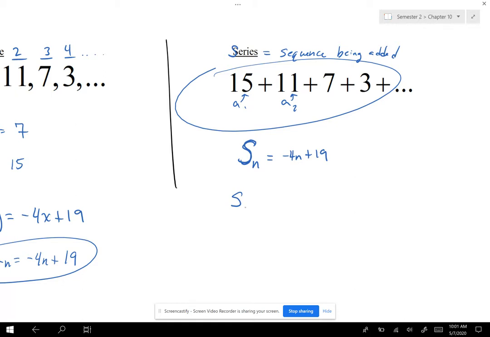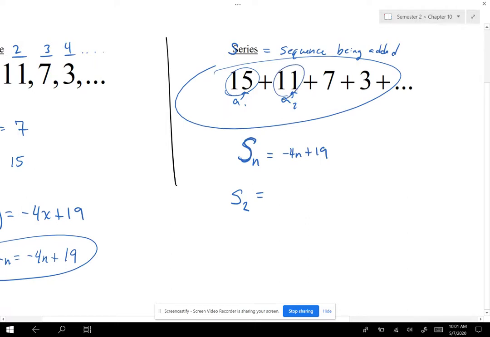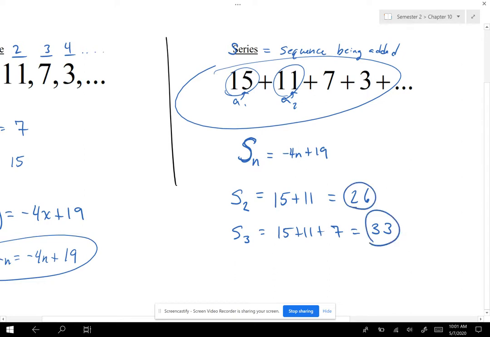So what do I mean? If I were to say what is S sub 2, S sub 2 means add the first two numbers of the pattern together. So it'd be 15 plus 11, which is 26. S sub 3 would mean add the first three numbers of this sequence, which would be 15 plus 11 plus 7, and that would be 33. S sub 4 means add the first four numbers of the pattern, and that would be 36.